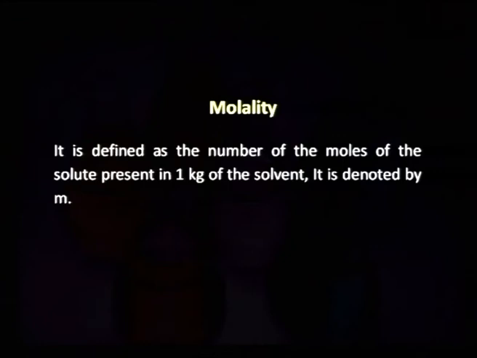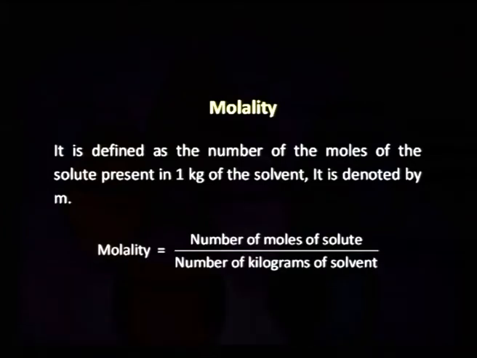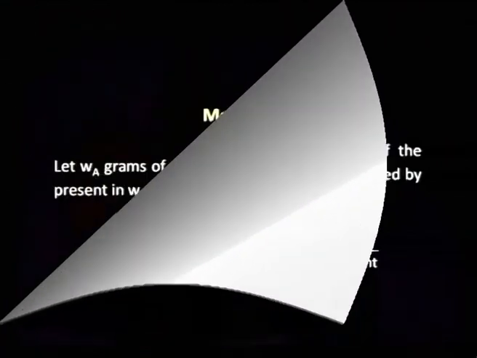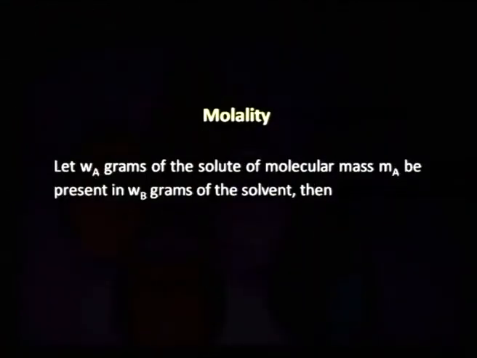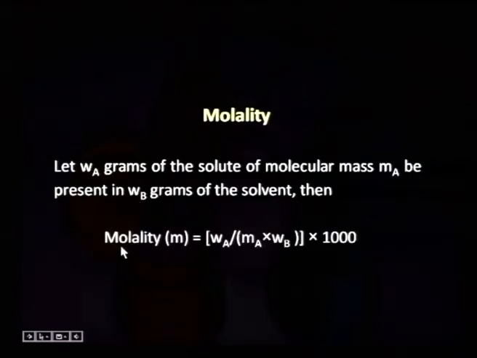There is another term related to concentration, molality. It is defined as the number of moles of the solute present in 1 kg of solvent. It is denoted by small m. Molality is equal to number of moles of solute upon number of kilograms of solvent. If Wa grams of the solute of molecular mass Ma is present in Wb grams of the solvent, then molality will be equal to Wa upon Ma into Wb whole multiplied by 1000.